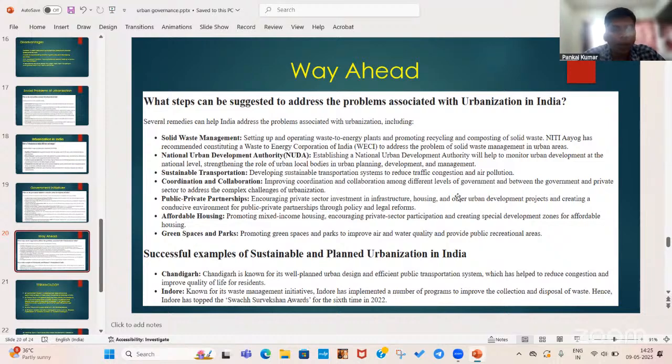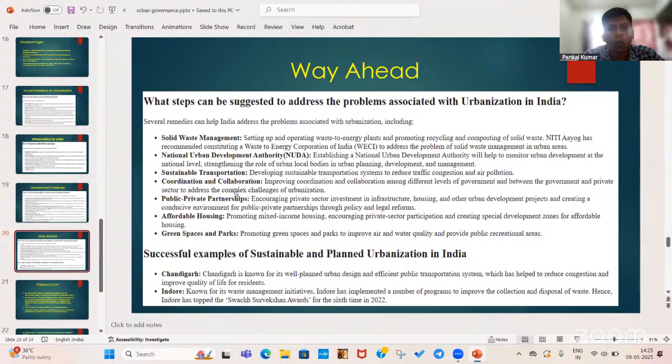Okay. Then comes sustainable transportation. Sustainable urbanization is not possible without sustainable transportation. So developing sustainable transportation is equally important to reduce traffic congestion and air pollution.